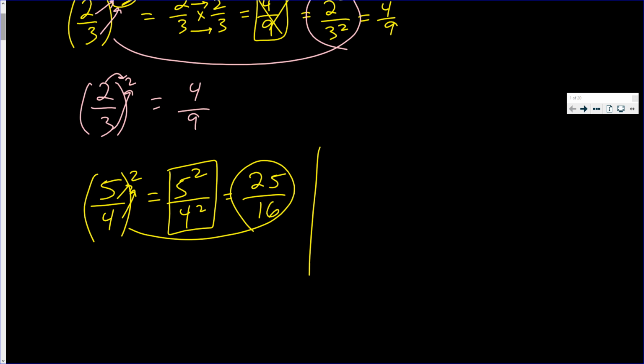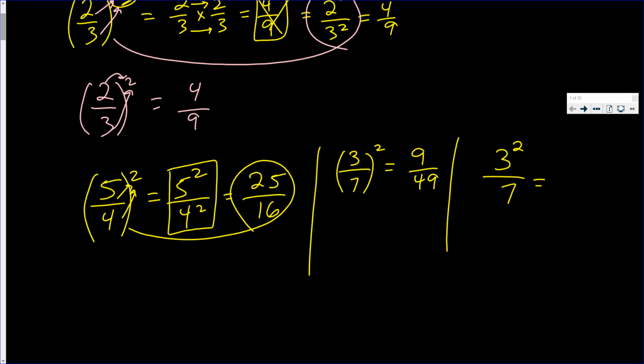If you were asked how much is 3/7 squared, that's 3 squared over 7 squared. Just for the record, if you were given 3 squared over 7, 3 squared is 9, 7 is 7. This here means the numerator is 3 times 3 and the bottom is 7. This square has nothing to do with the 7.